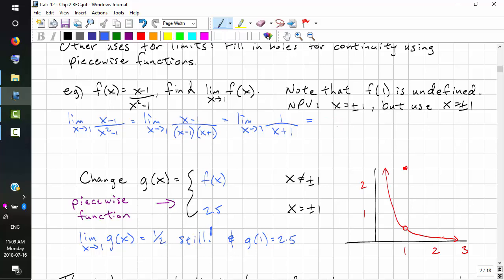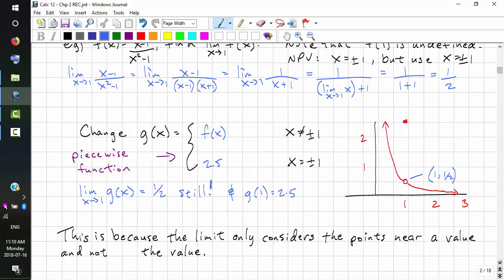What we want to do is use our limit rules. You haven't learned this yet. We can't just substitute into something like this. We need to take the limit to just the variable. Okay, now we can substitute. 1 over 1 plus 1, that's 1/2.